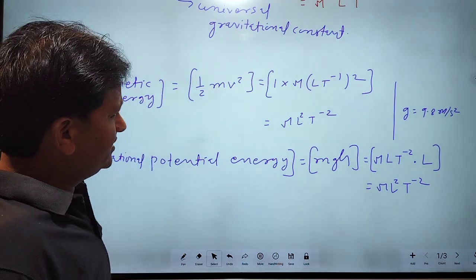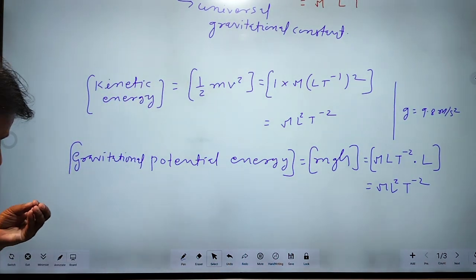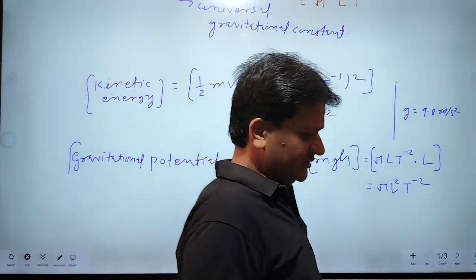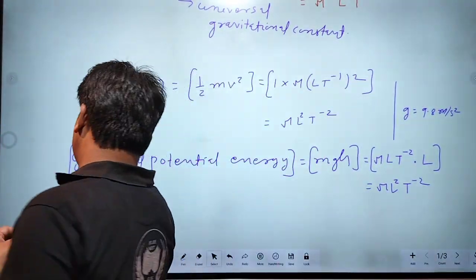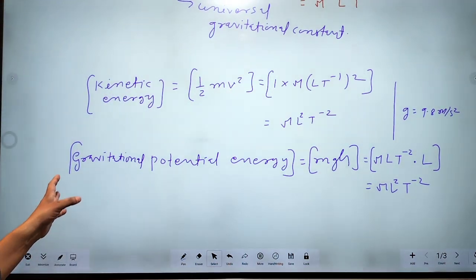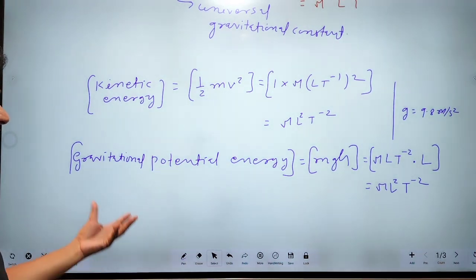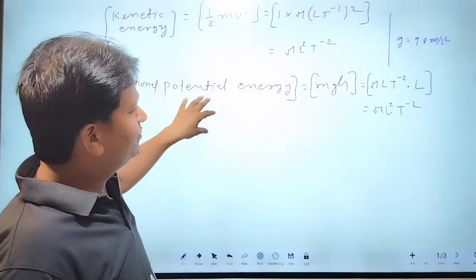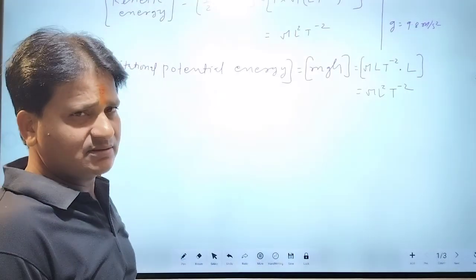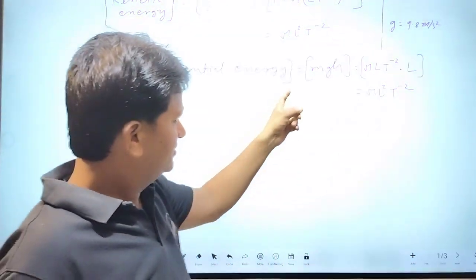Dimension of kinetic energy, I have already said that all types of energy have the same dimension like work. As for example, kinetic energy, potential energy, gravitational potential energy, energy of a spring, all have the same dimension like work.